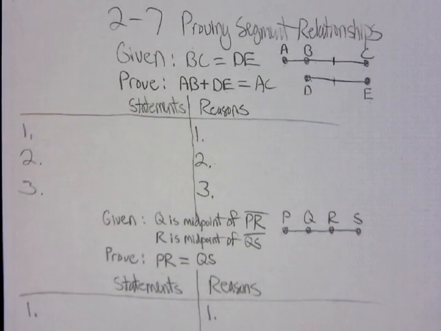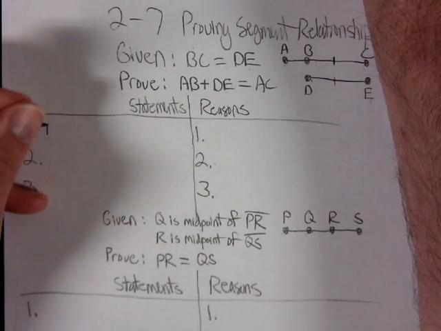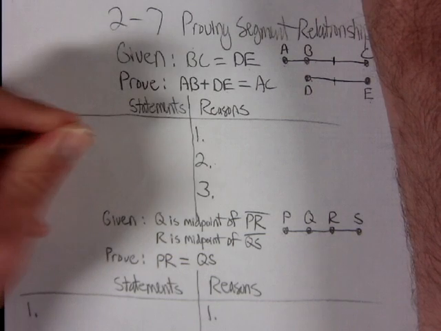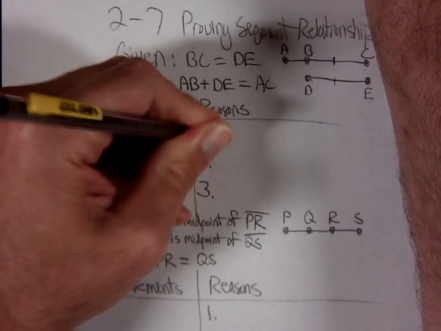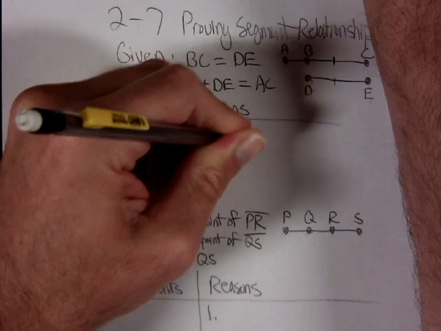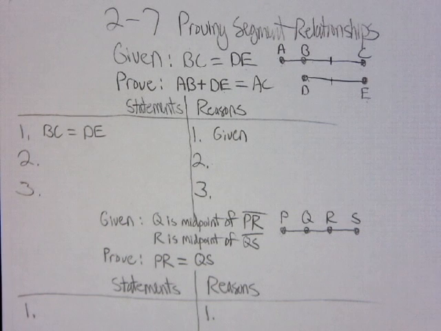So first steps should never be an issue in the proof. The first step is always writing down the given information. BC is equal to DE. Those two segments are the same. And we know that because it is given information. All right? So the first step in a proof should never be a problem for anyone. You're just writing the given information.